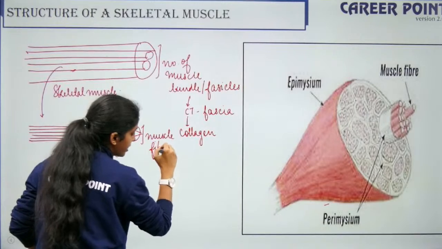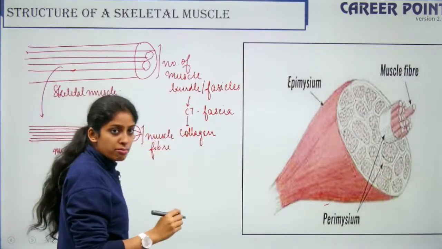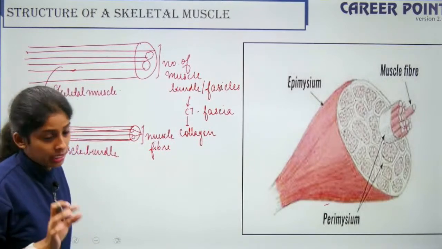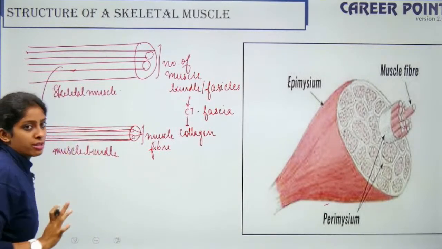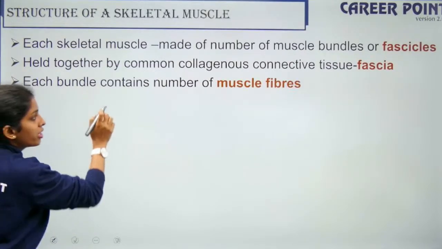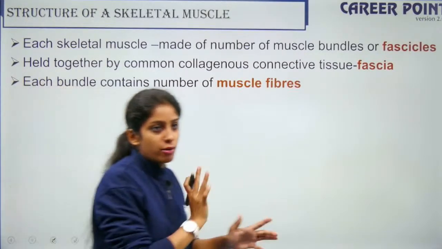So inside the skeletal muscle, I have a muscle bundle. Inside the muscle bundle, I have muscle fiber. So this is my muscle fiber, which is what is told here. Each bundle contains a number of muscle fibers.